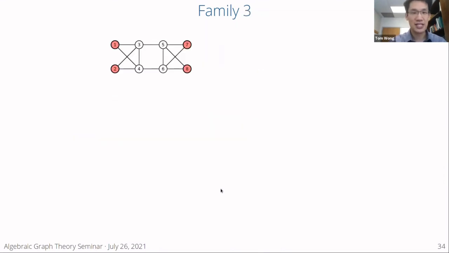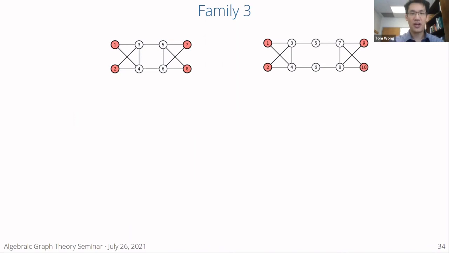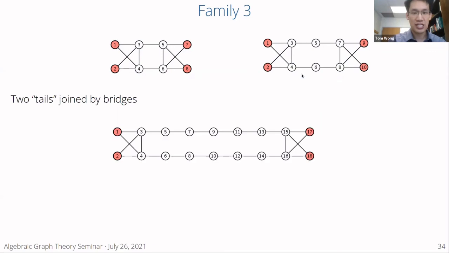Third family looks like this. So here are a couple of graphs. And here we have two tails. So this is not a fish, this is a really weird fish. Here's a tail on the left, a tail on the right. Here is a tail on the left, tail on the right. And you can see how we can separate them further and further. So this generalizes: you have these two tails, with long bridges between the tails. Yes, someone commented, it's a fish with no head.